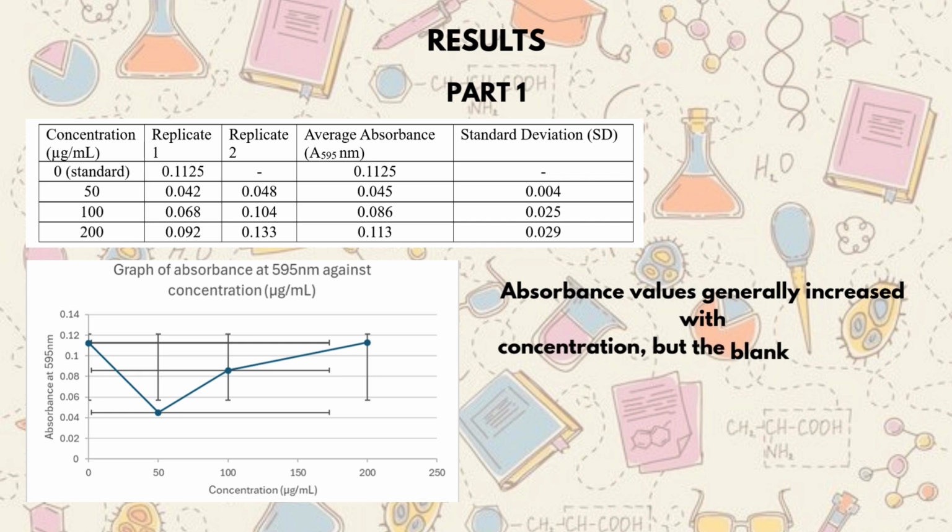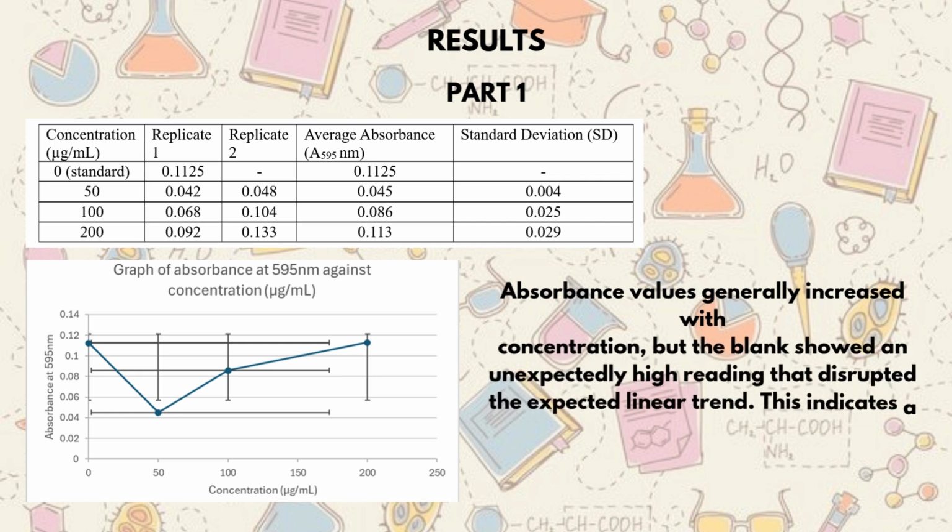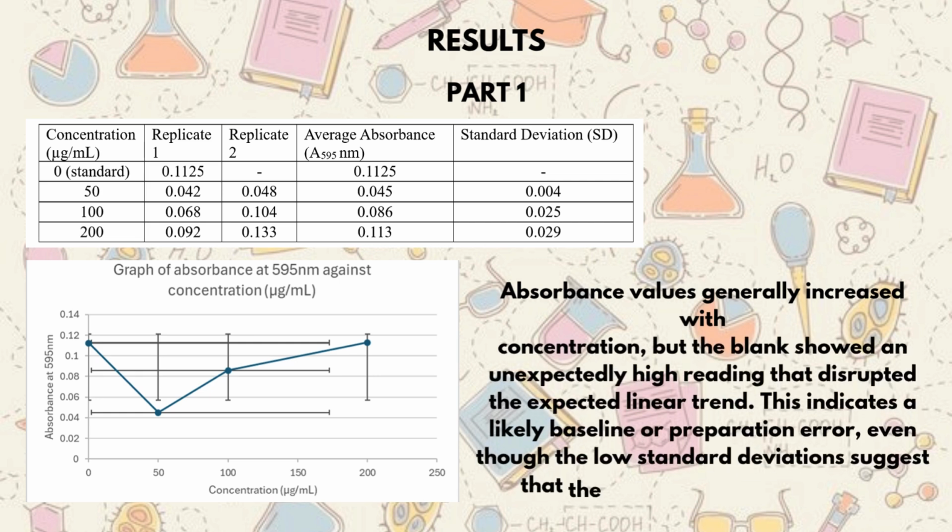In part 1 of the experiment, the absorbance readings show a general increase as the concentration increased, although the blank produced an unusually high absorbance that disrupts the normal linear trend. This suggests a possible baseline or preparation error, but the low standard deviations indicate that the replicates were still consistent.